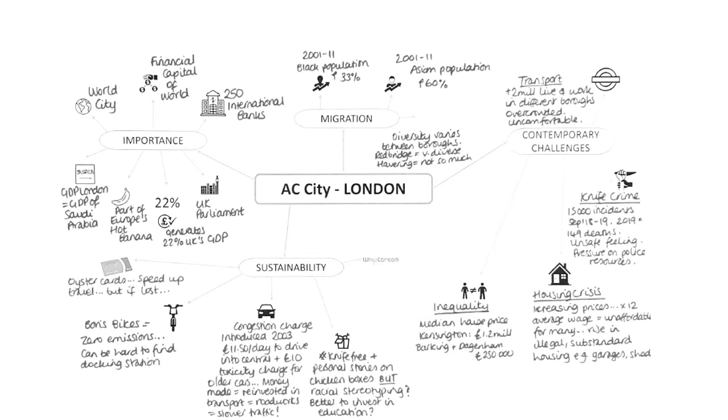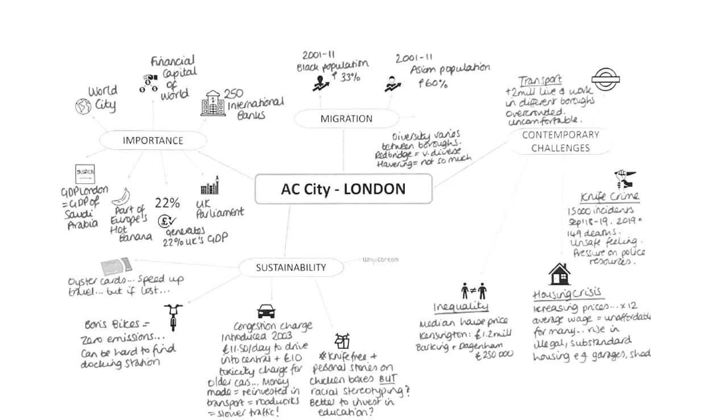Knife crime is a big issue. There have been 15,000 incidents in 2018, 2019. In 2019, there were 149 deaths. People feel unsafe. It's putting pressure on police resources.